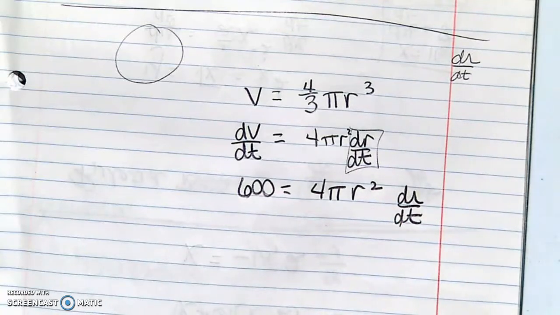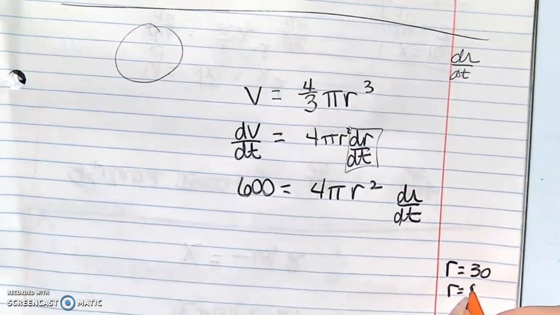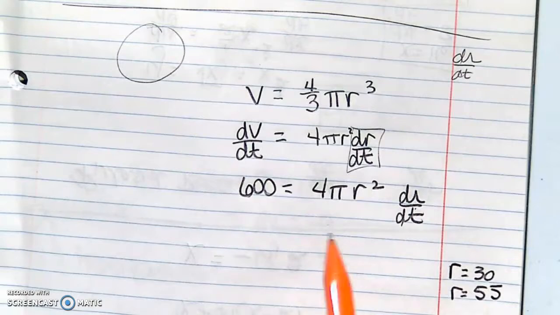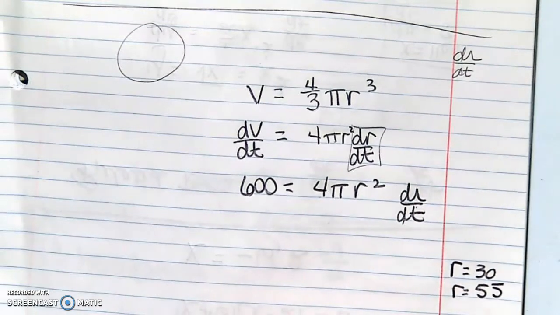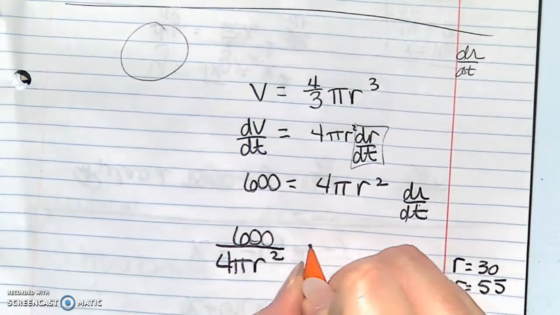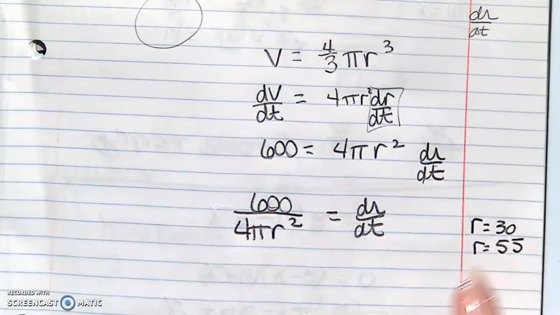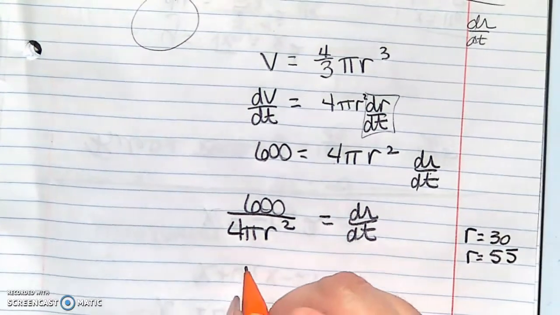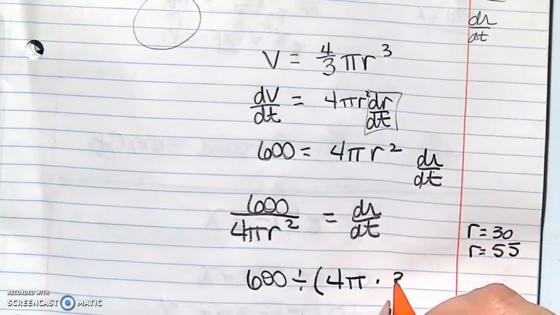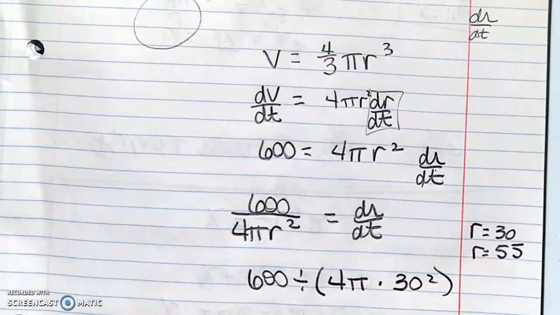So you're given 2 different options. One is going to be when the radius is 30, and one is going to be when the radius is 55. If I just isolate dr/dt, that means I'm going to divide both sides by 4 pi r squared. So I have 600 over 4 pi r squared, which will tell you how the radius is changing as time progresses. So shoving a 30 here, remember when you put that in your calculator, do 600 divided by 4 pi times 30 squared. Make sure your denominator is in parentheses. And then swap that out with a 55.